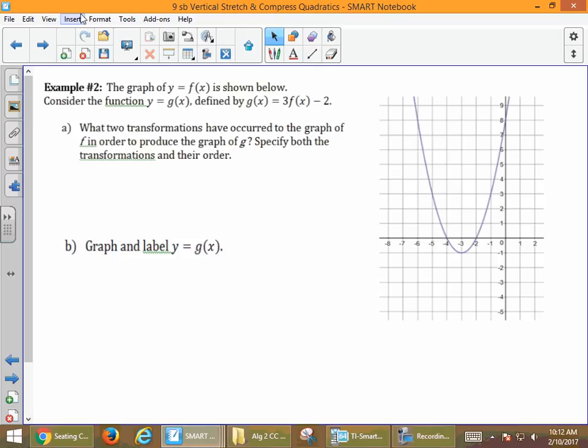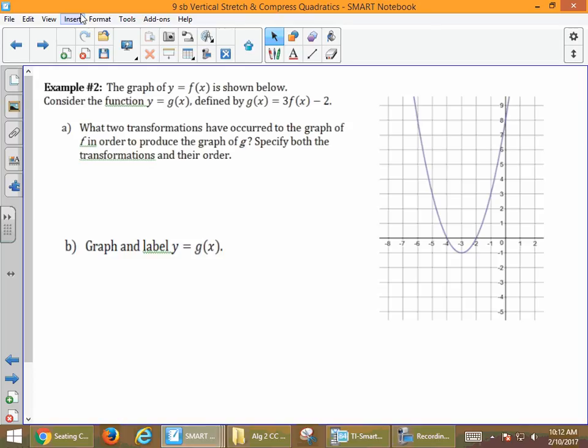Vertical stretch and vertical compression, and we're gonna pick up where we left off yesterday. So we learned that if we put a number larger than 1 outside in front of the function, that was a vertical stretch of our function. We stretched all the y coordinates of our function. We multiplied them by that factor. And if the number in front of the function is less than 1, then we compress the function. We multiplied all the y coordinates by that much, and we compress the function.